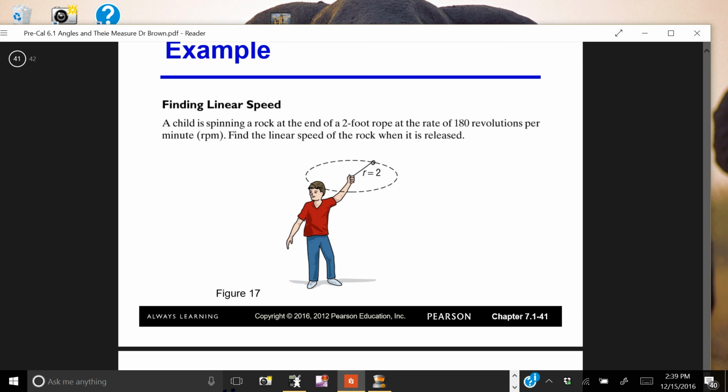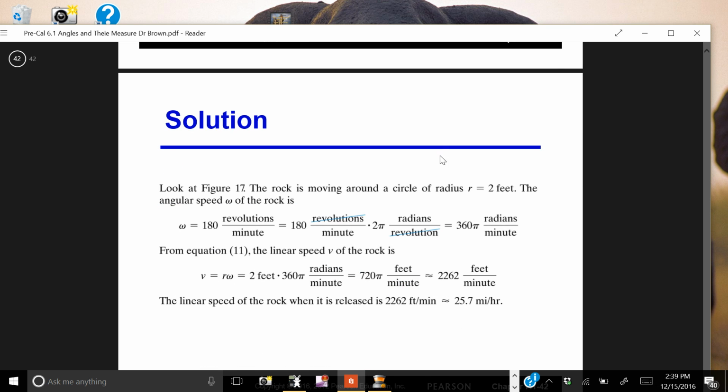So now we've got a child spinning a rock at the end of a 2-foot rope. That means r is 2, at the rate of 180 revolutions per minute. Find the linear speed of the rock when he lets go of it and it's released. Notice when he lets go of it, the object will begin to go in a linear direction at the speed at which he releases it. So let's calculate this.